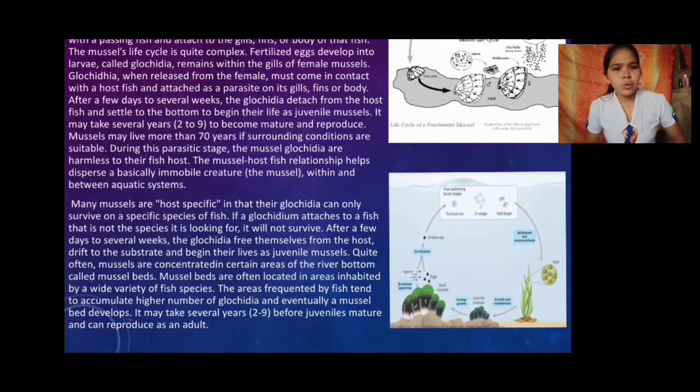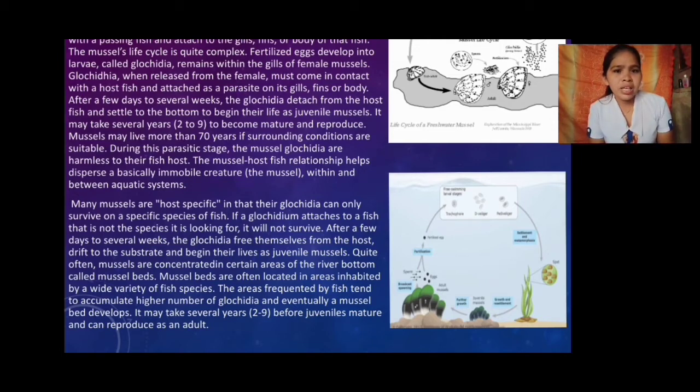Many mussels are host-specific, in that their glochidia can only survive on a specific species of fish. So, kung ang glochidia dili kaayon sa gitaputan sa fish host, dili siya maka-survive o nay tendency nga mamatay ang glochidia. If a glochidium attaches to a fish that is not the species it is looking for, it will not survive. Dili siya maka-survive kung ang glochidia ni-attach nga dili angay para niya.